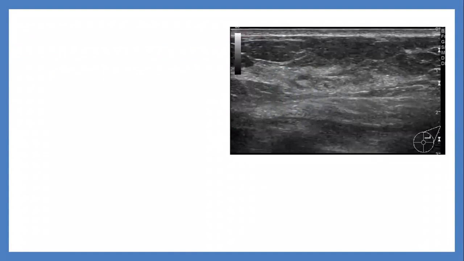What does this ultrasound demonstrate? Can you see anything here in this ultrasound? Yes, an intramammary lymph node. It's oval shaped, with a preserved fatty hilum, but there is.